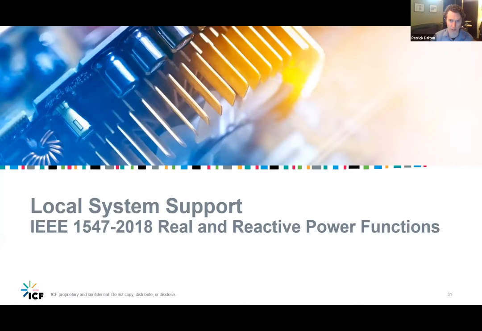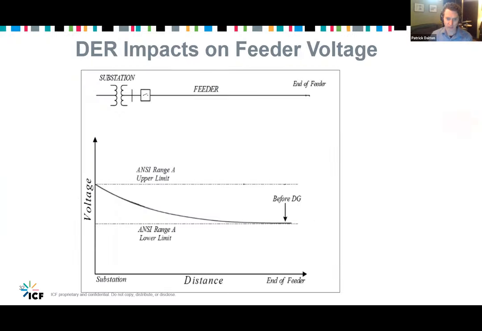System support aspects of IEEE 1547. So starting with a little bit of motivation on why we even need local system support functions, specifically thinking about voltage support.